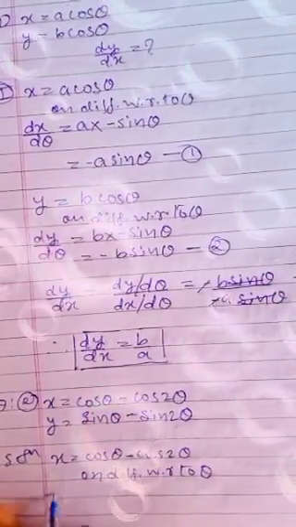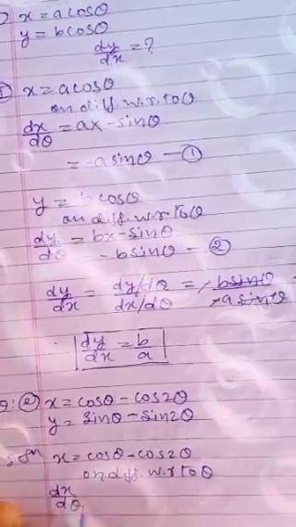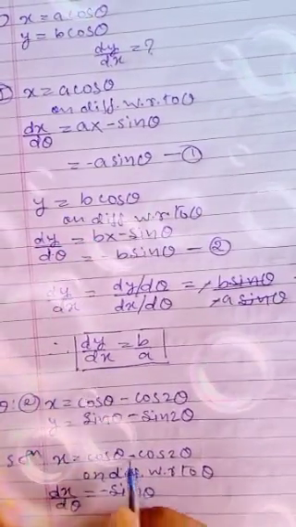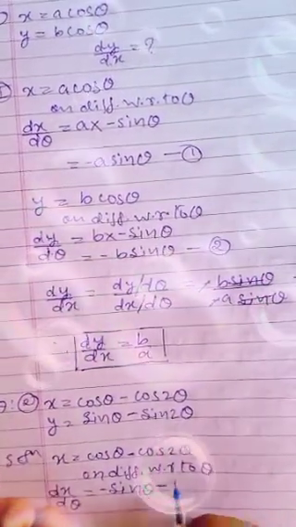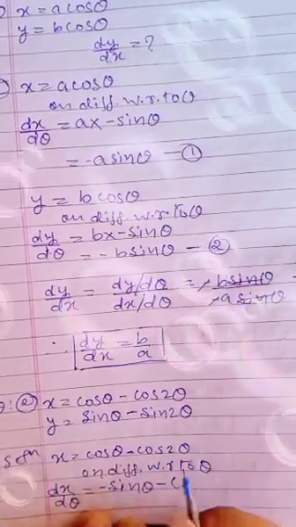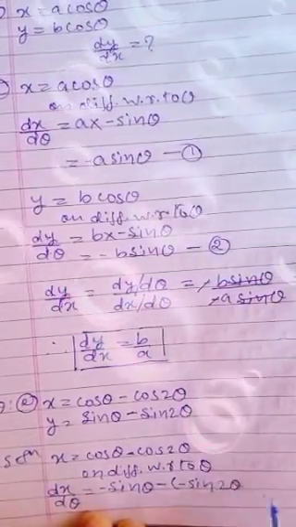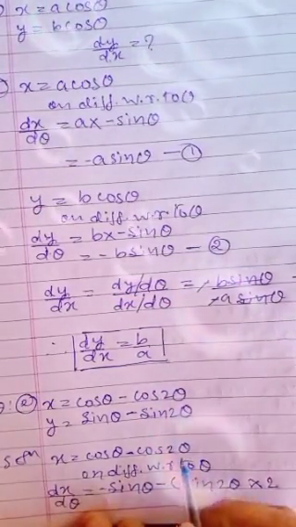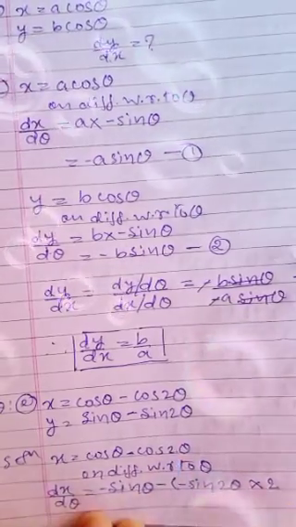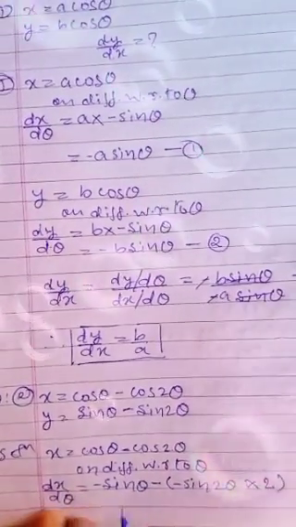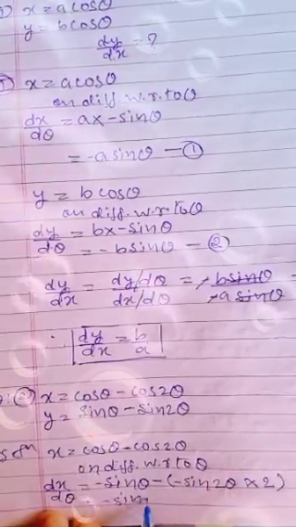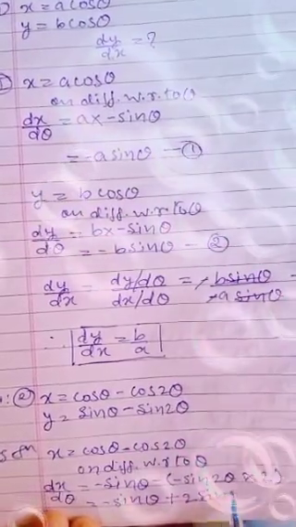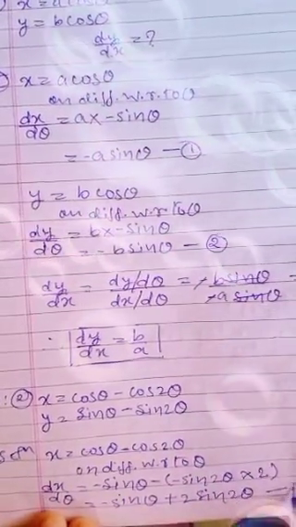So dx over d theta is equal to the differentiation of cos theta, which is minus sin theta, and this minus remains as it is. Then take the bracket: the differentiation of cos 2 theta is minus sin 2 theta, multiplied by the differentiation of 2 theta, which is only 2, because the differentiation of theta is 1 and 2 remains as it is. Close the bracket. Now minus sin theta, open up the bracket, negative negative becomes positive, plus 2 sin 2 theta. This is equation number 1.